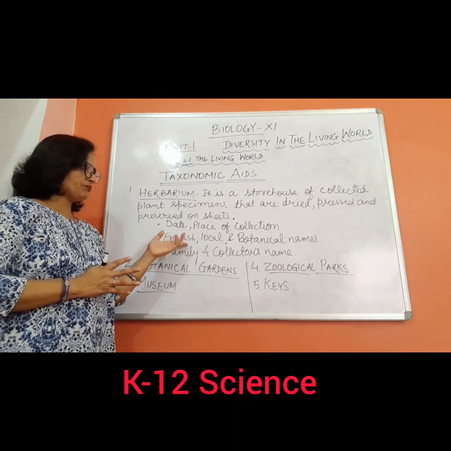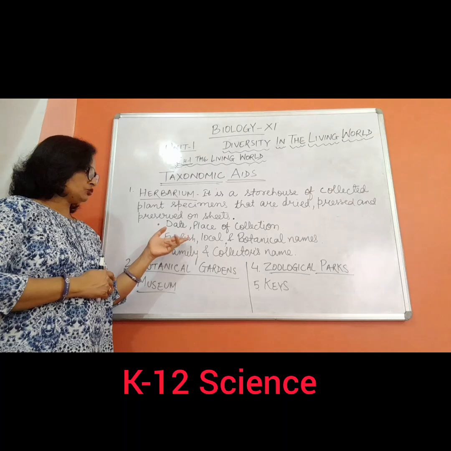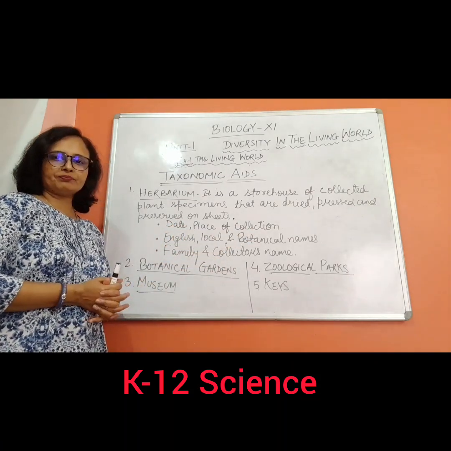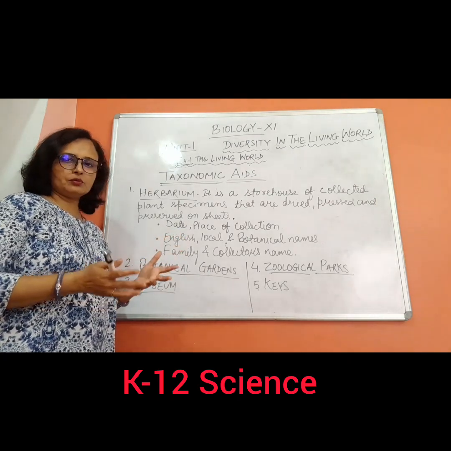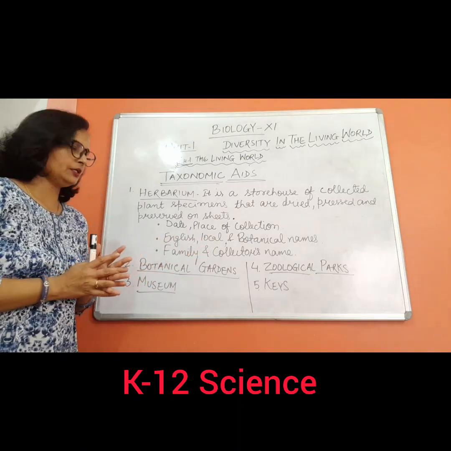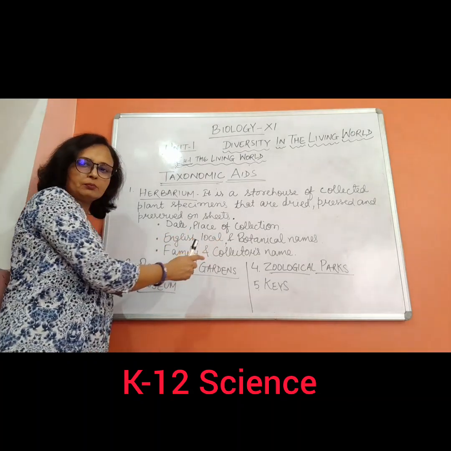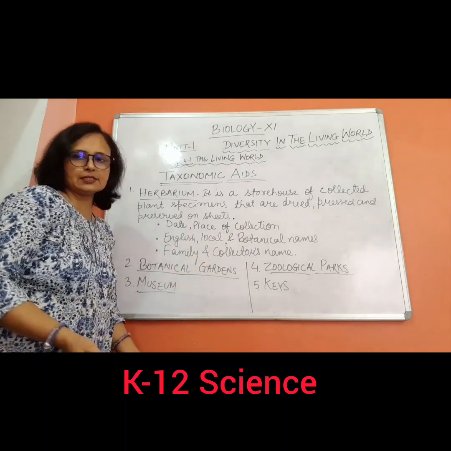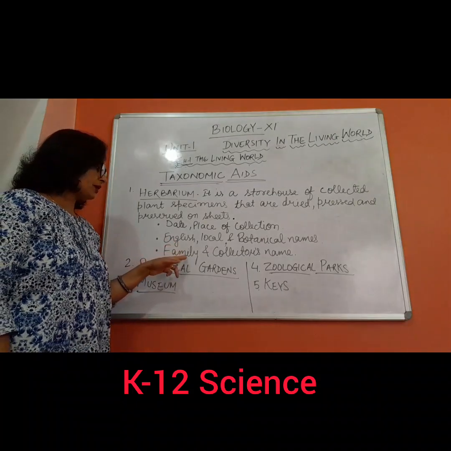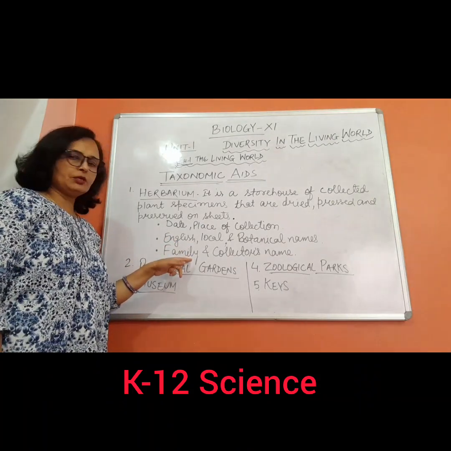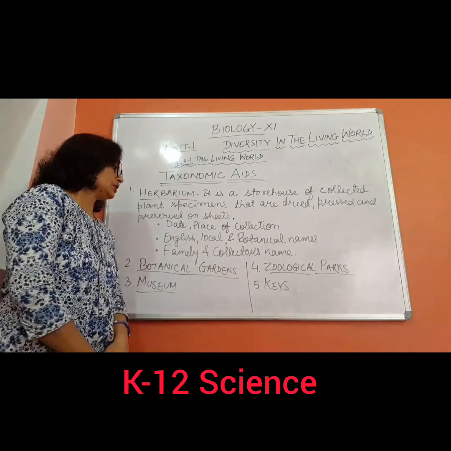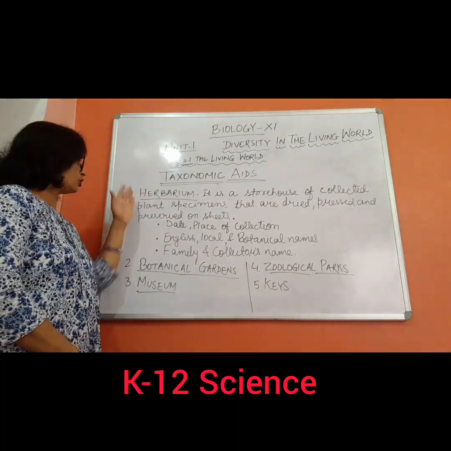Then the next is we need to write the English name, local name, botanical name of the herbarium. English name, of course, because the worldwide language is English, and the local name from whatever place the herbarium belongs to. Then the botanical, that is the scientific name of that particular plant. Then the family to which that plant belongs, and the collector's name, of course, at the end. So this is all about herbarium.